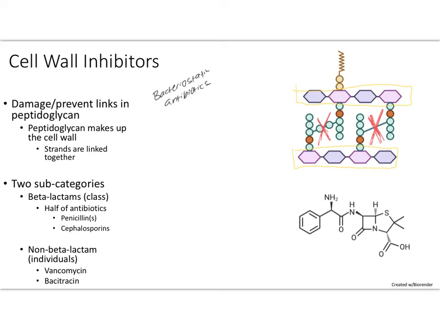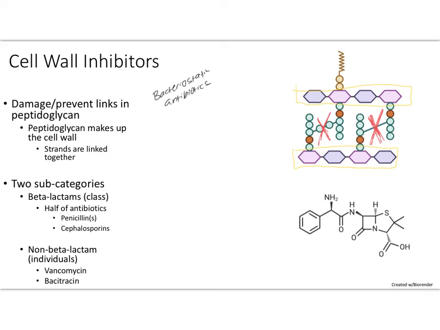Now, there are two subcategories within our cell wall inhibitors. There are the beta-lactams, which is its own class or subclass of antibiotics, and they account still these days for about half of the antibiotics that are prescribed. So about 50% of the time an antibiotic is prescribed in the United States, it is some kind of cell wall inhibitor, and it is either a penicillin or a cephalosporin.